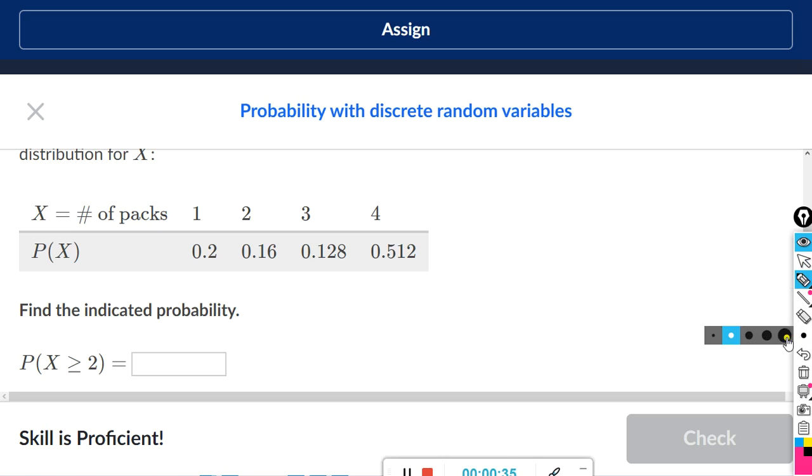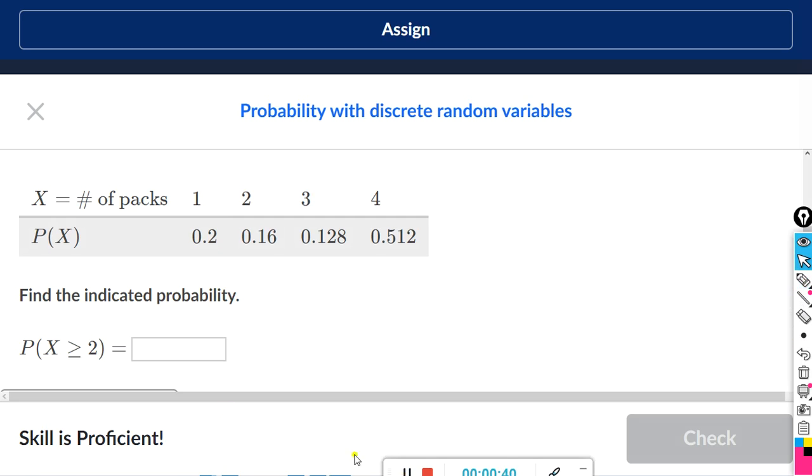So they're asking us the probability that x is greater than or equal to 2. There's actually 2 ways you can do this. If x is greater than or equal to 2, it can be 2, 3, or 4. So in other words, you can add the probability that it's 2 plus the probability that it's 3 plus the probability that it's 4.